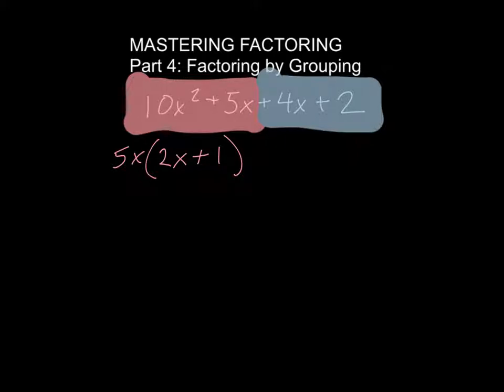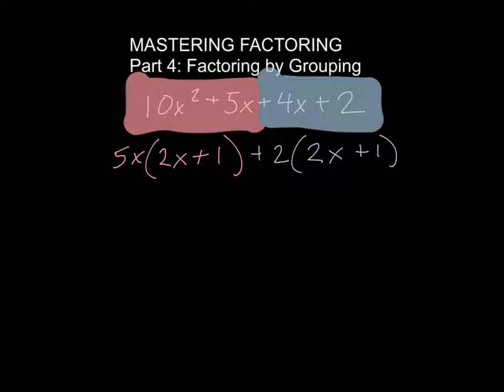All right, in our second group here, 4x plus 2. What is the common factor between those two terms? That common factor is the number 2. So I'll write down my 2, and then I'll divide 4x by 2. That will give me a 2x. Then I'll divide 2 by 2. Anything divided by itself, once again, is the number 1.